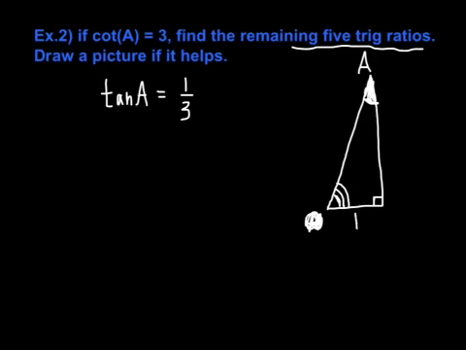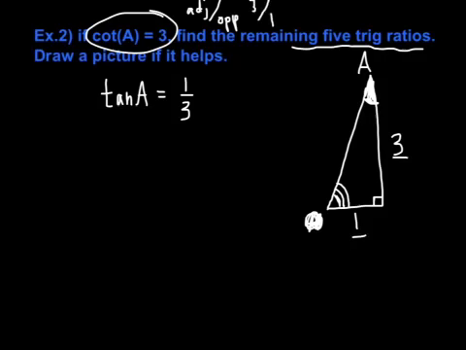And I'm going to label the sides. Opposite is 1, adjacent is 3. We could have also done that from the given. Knowing the ratio for cotangent, we have the adjacent side compared to the opposite, which also tells us the same information. Basically, we have a 3 to 1 side comparison. There's the 3, there's the 1.